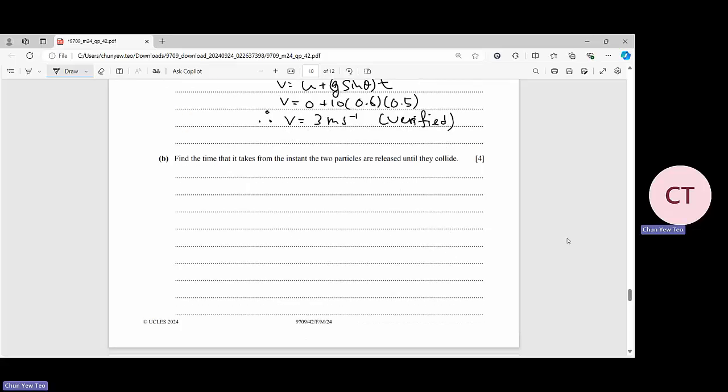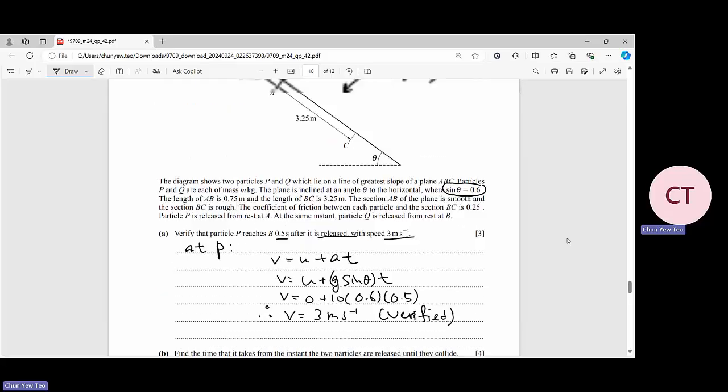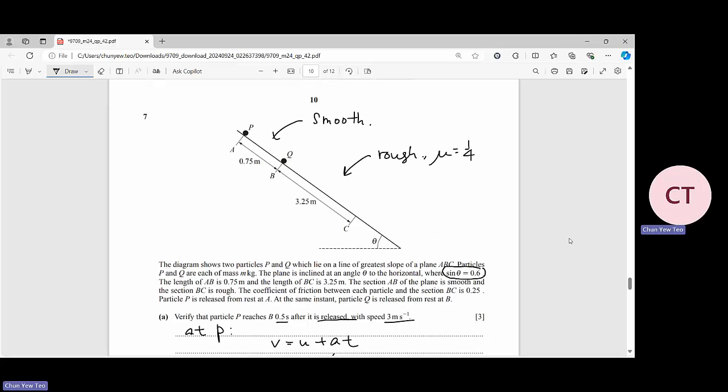Now moving on, we go for part B. Find the time that it takes from the instant that the two particles are released until they collide. To make it easy for us, we will start to calculate the time when P reaches B. When P reaches here, Q has already moved a little bit of distance.